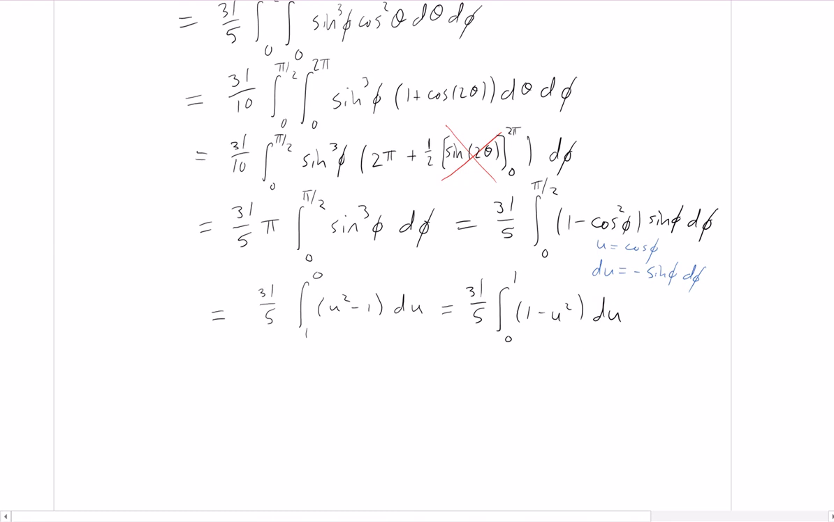Oops, I forgot something. If you'll notice, back in this step, I forgot to write the pi as we moved on. So I should be carrying this constant pi in front of the integral. Okay.